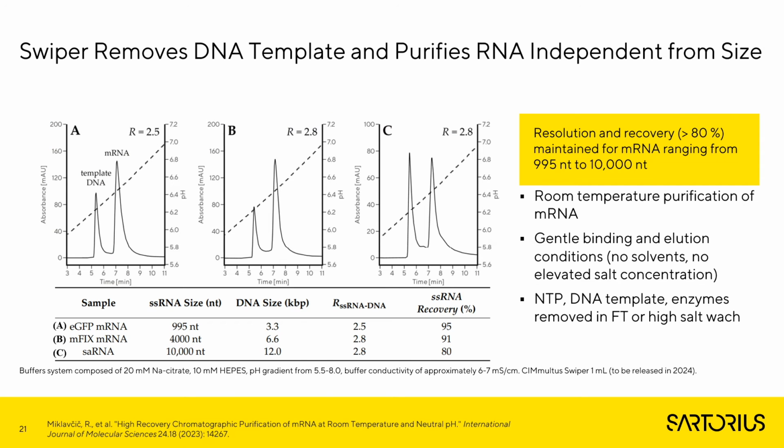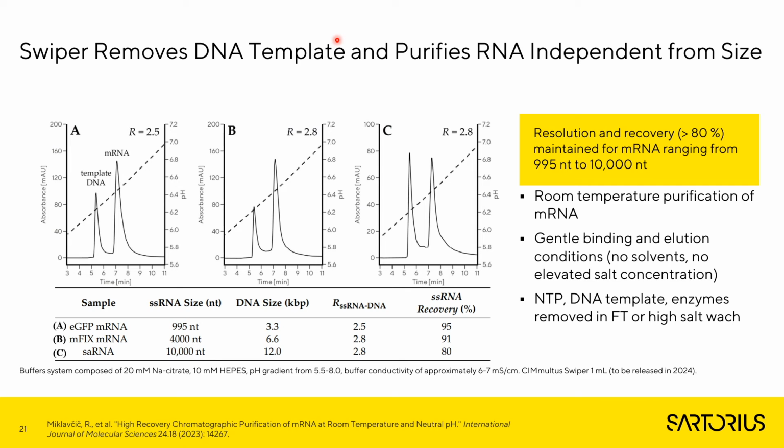Both Prima S and Swiper therefore give us a chromatographic approach which does not rely on high salt concentration for binding, and this has a strong advantage for purification of messenger or self-amplifying RNA. Now, with Prima S, we have seen that self-amplifying RNA can be retained very strongly on the column, requiring a higher elution pH to elute the RNA from the column.